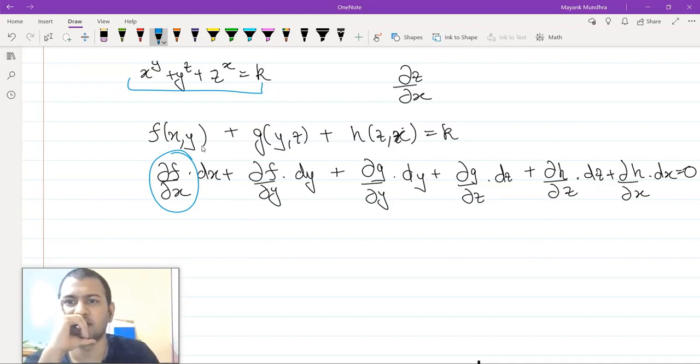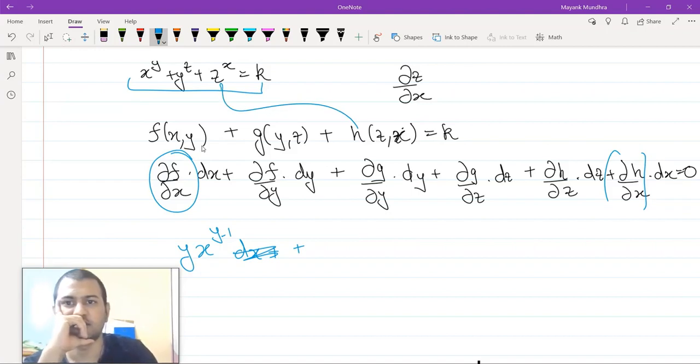Yes, del f by del x would be y into x to the power y minus 1 into dx, plus... dx का टर्म और कहाँ पे है? यहाँ पे है, तो dx कॉमन ले लेते हैं. Plus del h by del x. Del h is the third function, so del h by del x is going to be ln z into z to power x, since the derivative of a to the power x is a to the power x ln a. Right? So ln z into z to power x whole into dx.